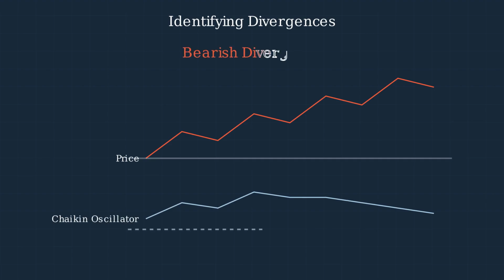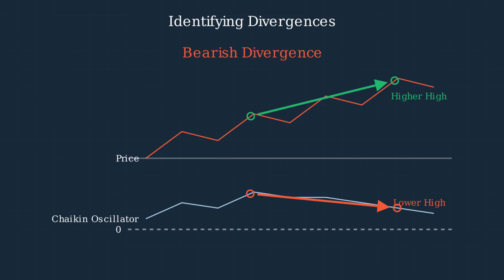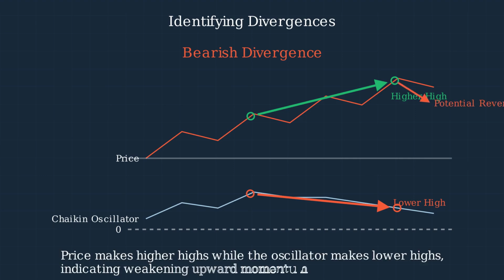Bearish divergence occurs when prices make new highs, while the Chaikin oscillator fails to reach corresponding new highs. Here we can see the price making a higher high, shown by the upward green arrow. But the Chaikin oscillator makes a lower high, shown by the downward red arrow. This is a bearish divergence. This divergence suggests weakening upward momentum and often precedes a price reversal to the downside.